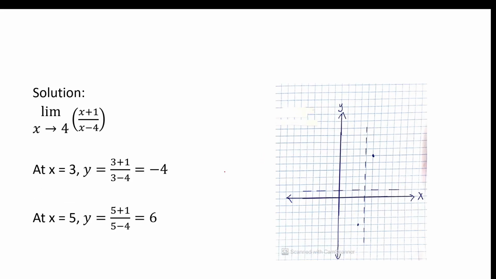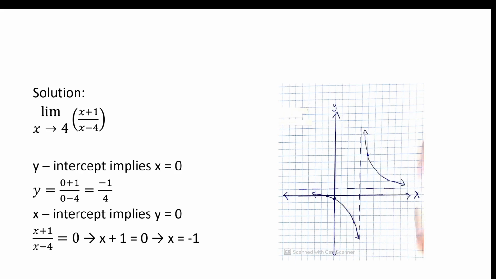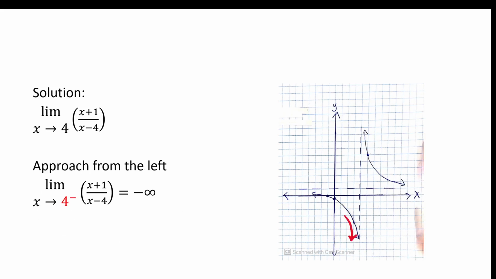What we're doing here is we're finding that the point (3, -4) is on the curve we want to graph, and the point (5, 6) is on the curve we want to graph. So here's (3, -4), here's (5, 6), and we're going to treat our asymptotes like asymptotes, find our x and y intercepts, and we have a curve that looks like what you see there.